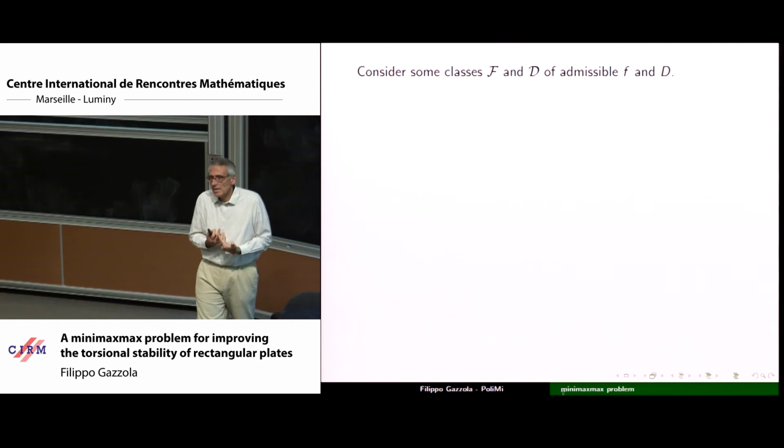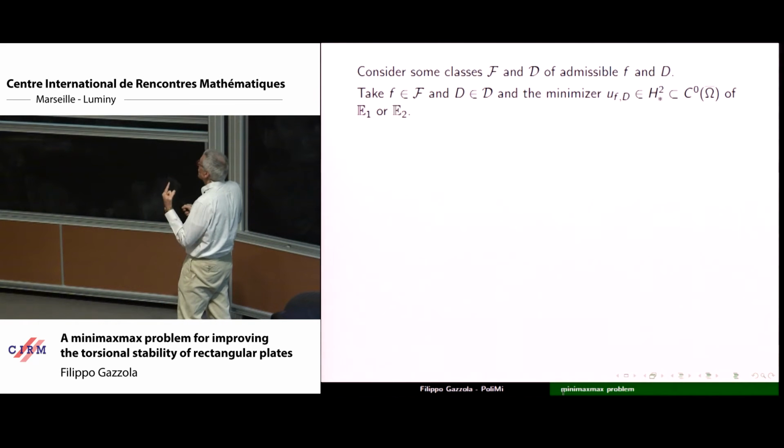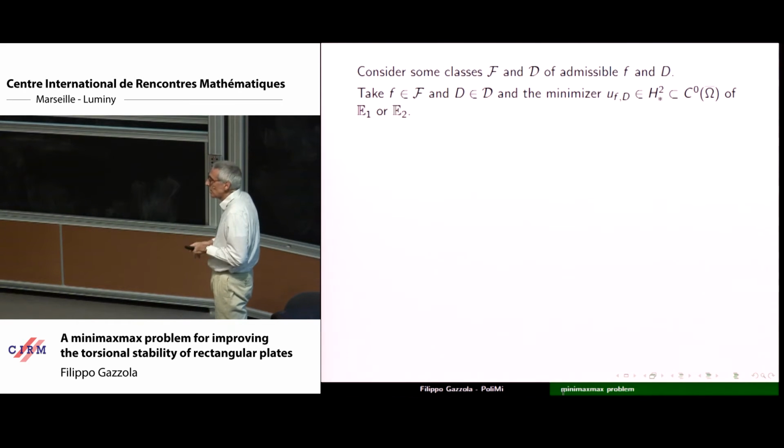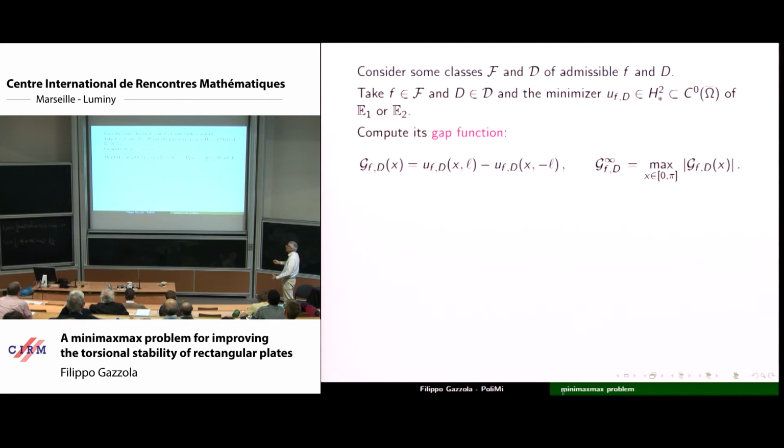Okay, now this is the definition of the problem. We have to seek forces in some class capital F, and reinforcement in some classes capital D. And let's take f and D in these classes, and first we fix them, and then we find a minimizer. Of course, the minimizers of these two energies are in general different, so we're tackling two different problems. We have a minimizer which is continuous, we already said that, and therefore we can compute the gap function. So for any f in this space and D in this set, we know that there is a maximal gap, which is this measure that we saw before.